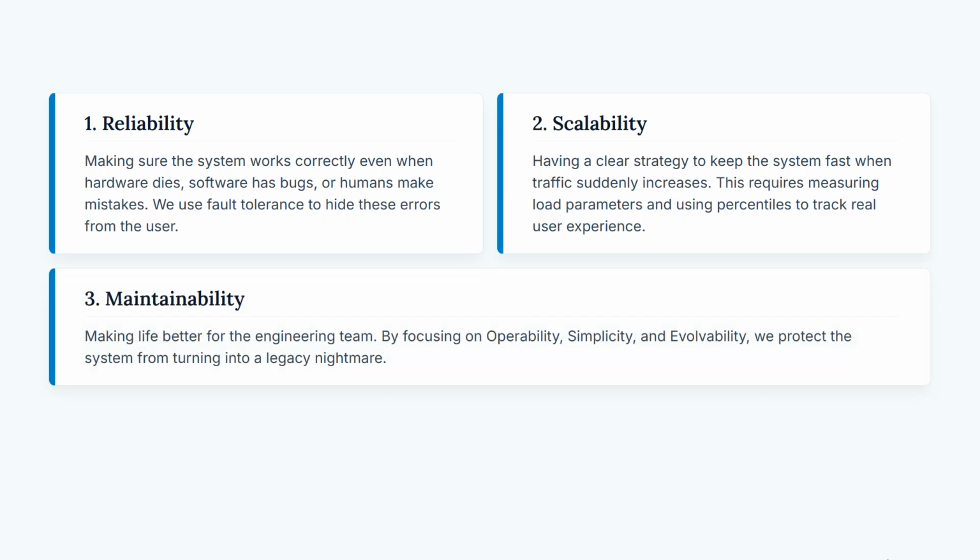And third is maintainability. We use good abstractions to keep our code simple. We give our operations team clear dashboards, and we keep the architecture flexible, so our code never turns into a legacy nightmare. When we combine these three pillars, we stop acting like basic coders, and we become true data system designers.